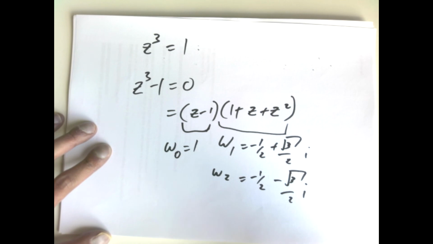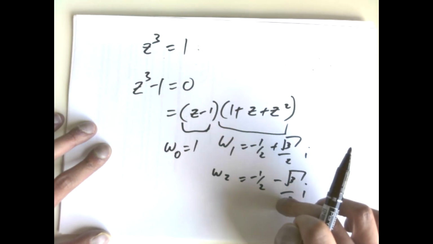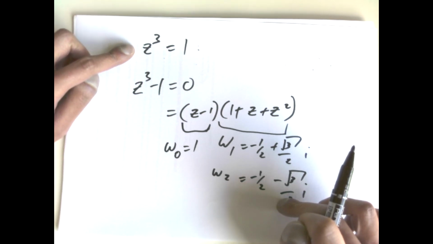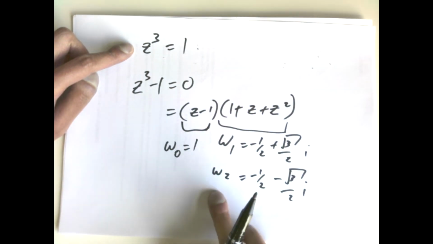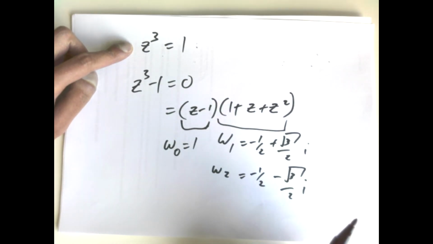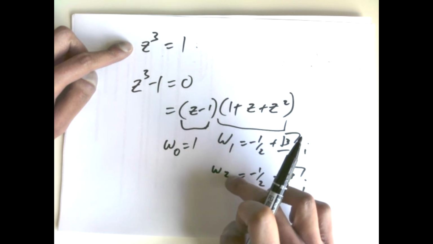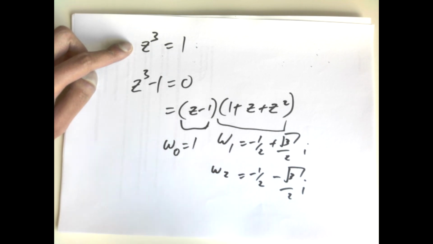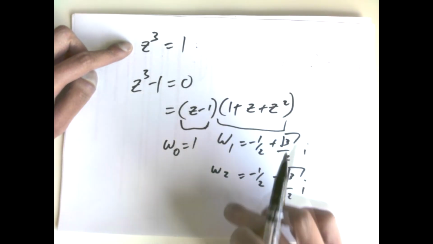Now I challenge any one of you to show that the cube of any one of these 3 satisfies this original equation. In fact, I also challenge you to show that if you take omega 1 squared, you get omega 2. If you take omega 2 squared, you get omega 1. If you add omega 0 plus omega 1 plus omega 2, you get 0. And if you take omega 0 times omega 1 times omega 2, you get 1.